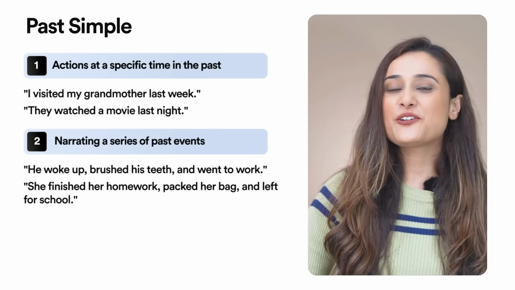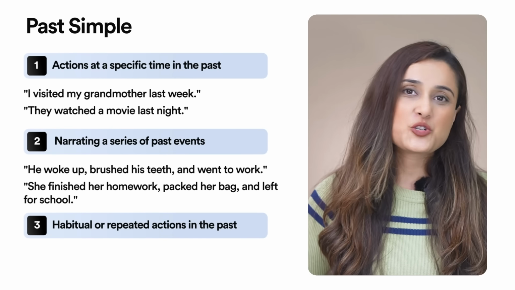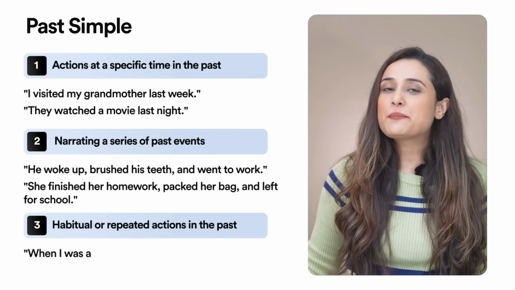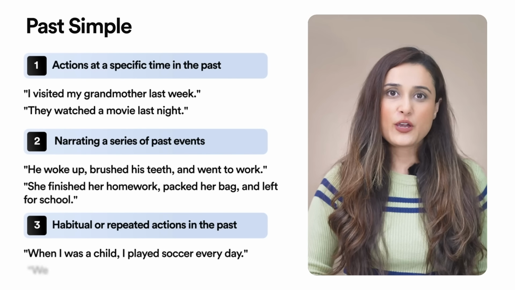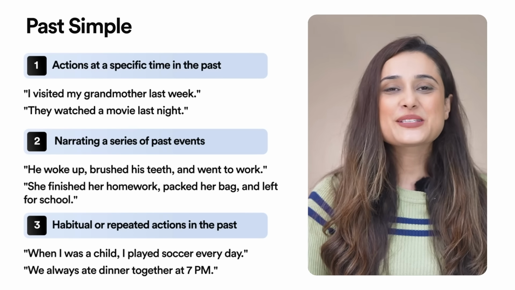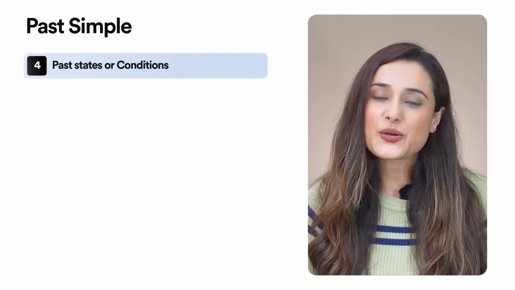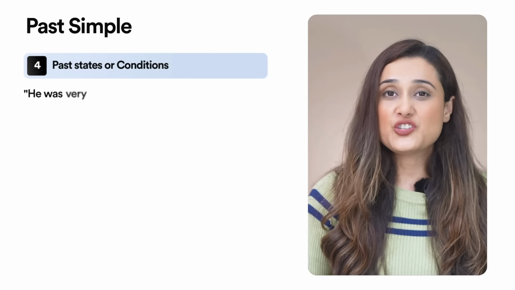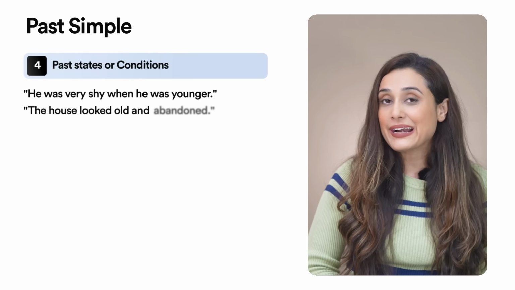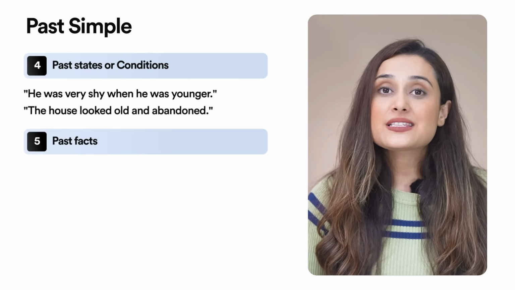Point number 3 for use cases is habitual or repeated actions in the past. When I was a child, I played soccer every day. We always ate dinner together at 7 p.m. Okay, use case number 4. Past states or conditions. He was very shy when he was younger. The house looked old and abandoned.